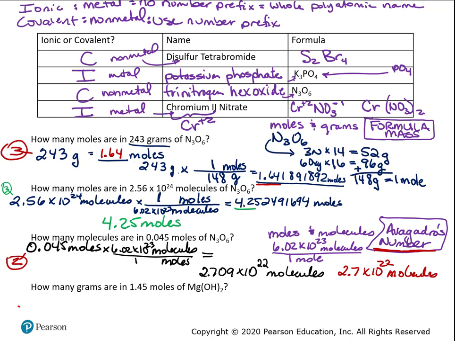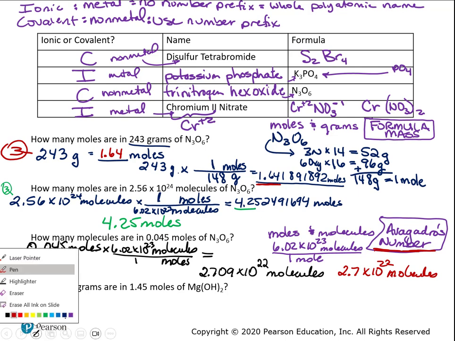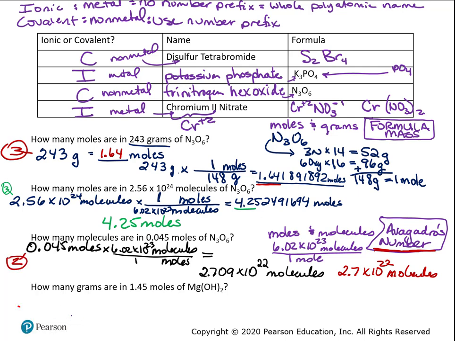And then the last one. How many grams are in 1.45 moles of magnesium hydroxide? That's Mg(OH)2. So what do I have to find first? I have moles. This isn't moles and molecules. This is moles and grams.